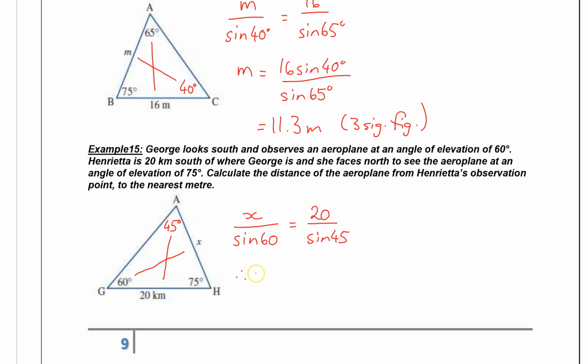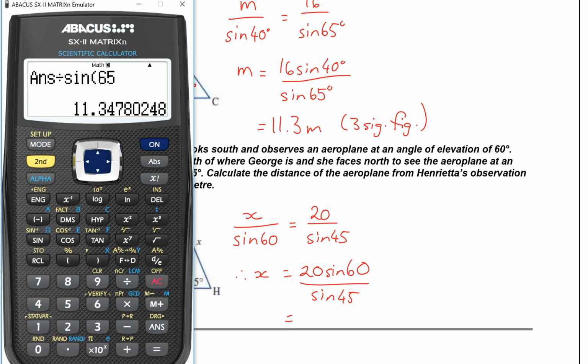That much working. We can go from there to x equals 20 sine 60 on sine 45 to the nearest meter. These are in kilometers, so I need 3 decimal places here. Out comes the calculator. 20 times the sine of 60 equals, divided by the sine of 45 equals, now 24.495.